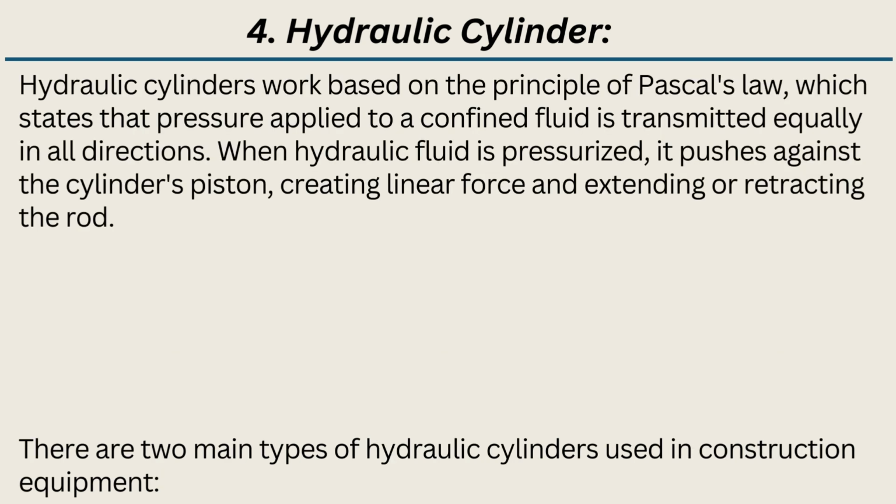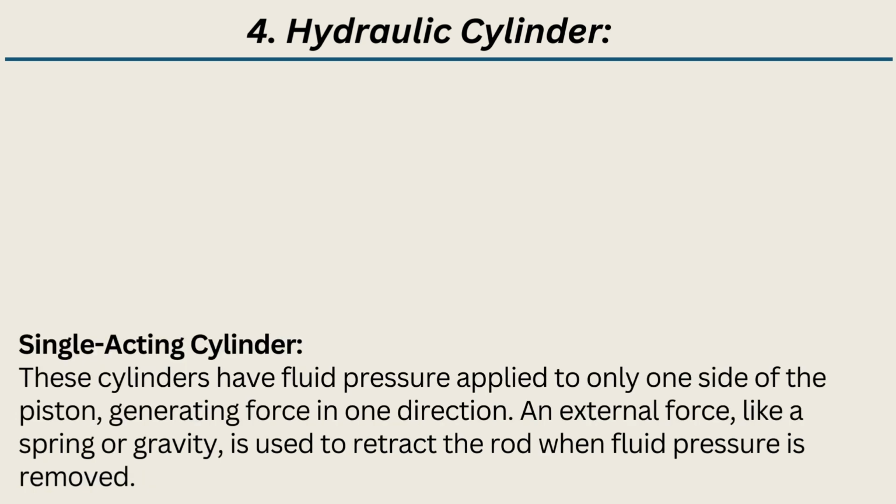Function. Hydraulic cylinders are responsible for providing the force required to move the different parts of construction equipment. They work based on the principle of Pascal's law, which states that pressure applied to a confined fluid is transmitted equally in all directions. When hydraulic fluid is pressurized, it pushes against the cylinder's piston, creating linear force and extending or retracting the rod. There are two main types of hydraulic cylinders used in construction equipment. Single-acting cylinder. These cylinders have fluid pressure applied to only one side of the piston, generating force in one direction.